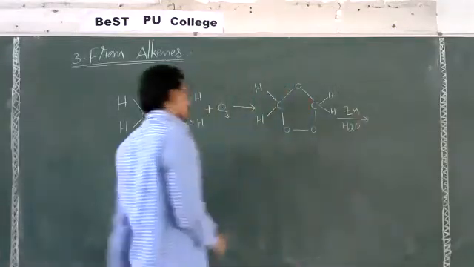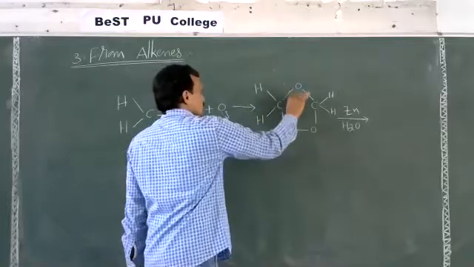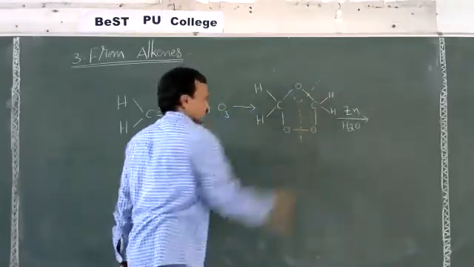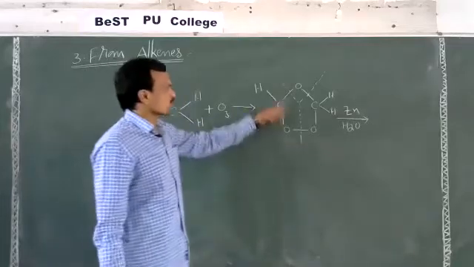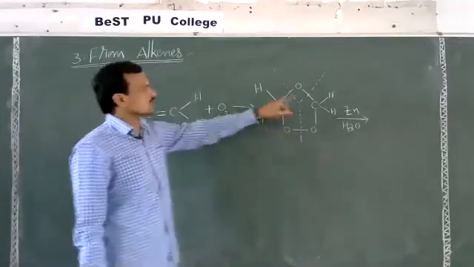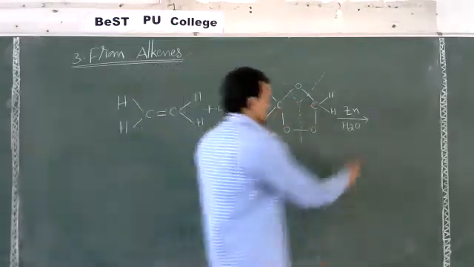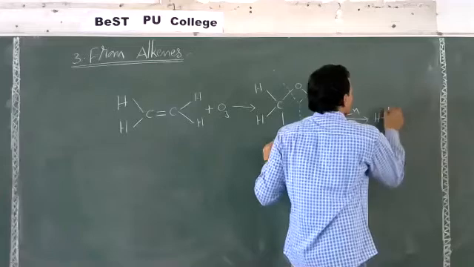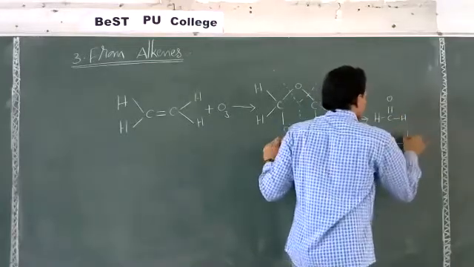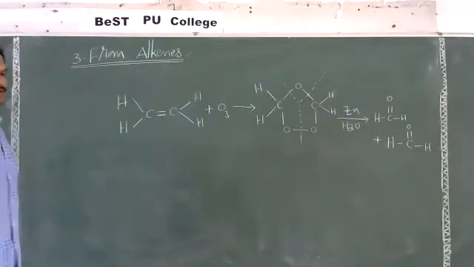hydrolysis of this ozonide in the presence of zinc, the cleavage of this bond takes place, and the cleavage of this bond takes place. Since these two bonds are cleaved here, a pi bond will be formed between this carbon and this oxygen. Then you get HCHO plus 1 mole of HCHO. So 2 moles of formaldehyde will be formed here.